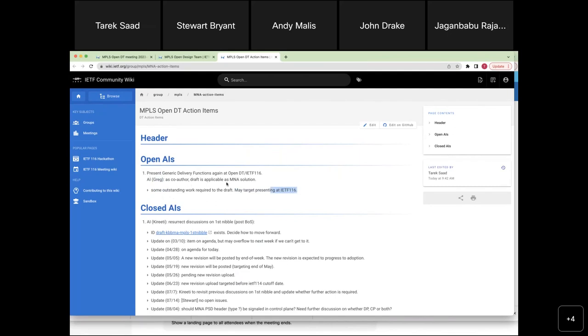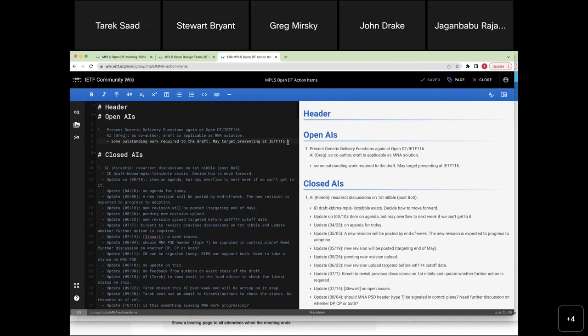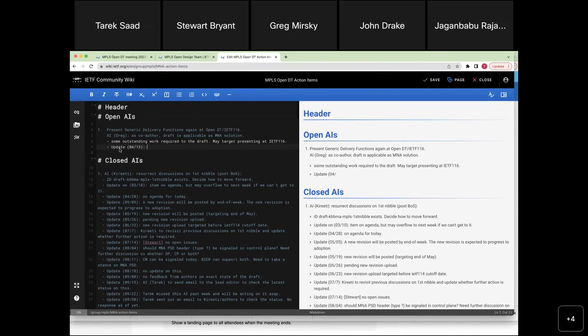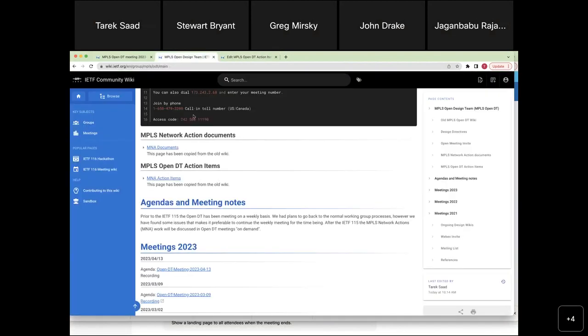I did a quick search on the draft. I think it is expired right now, so I'm not sure what the plans are moving forward on this. Hopefully Greg can give some insight. I didn't get a chance to talk with Jeffrey, and let me take this action. I'll reach out and get their feedback on the mailing list. Okay, so that's it for open action items for now, and we'll go back to the agenda.